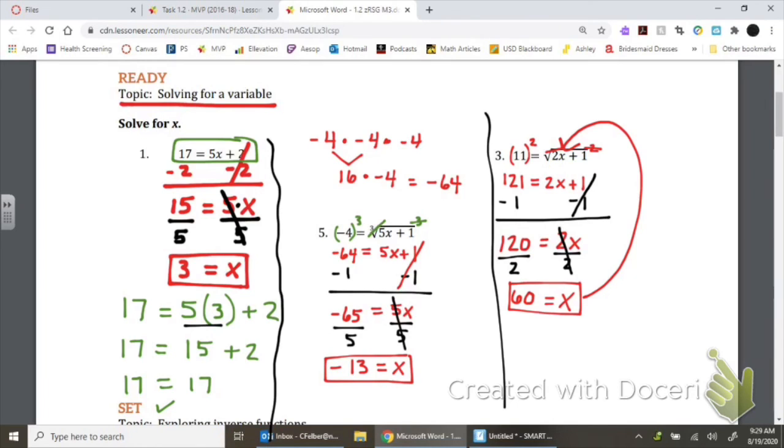Okay, so all the questions on the Ready section are going to be very similar to those 3 examples that I just showed you.